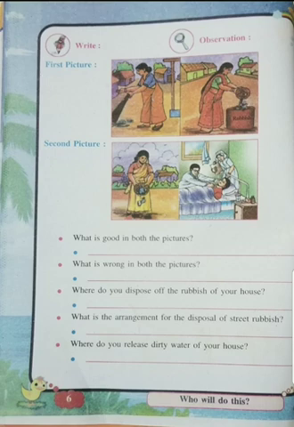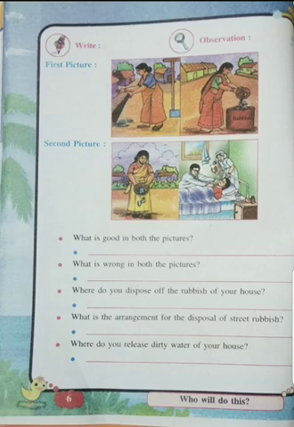Here many questions are there, and I will be giving you the answers in the workbook. Same things are there. You don't have to write anything in the textbook, you have to write directly in your workbook. This is just a picture observation. What is good in both the pictures, and what is wrong in both the pictures? In the first picture, the lady is throwing garbage in the dustbin, and also she is sweeping her courtyard in front of her house. But in the second picture, what is wrong? The lady is throwing garbage in the open, and because of that the girl has become sick.